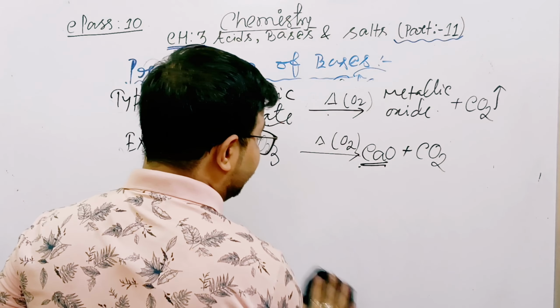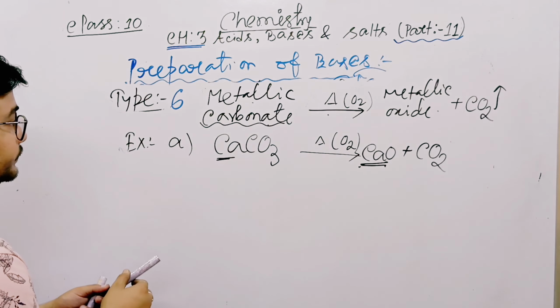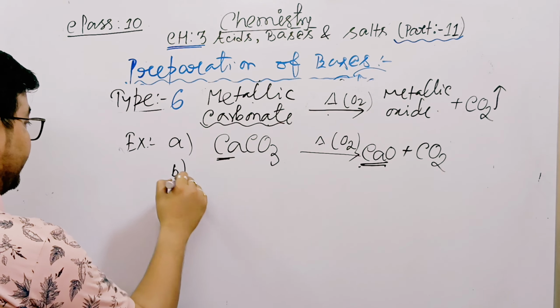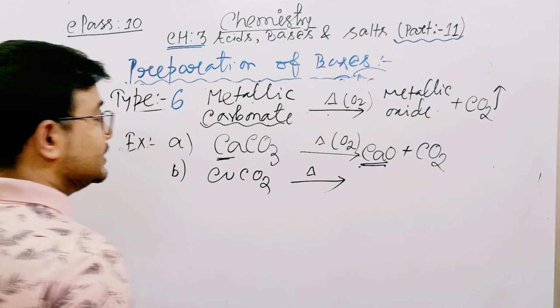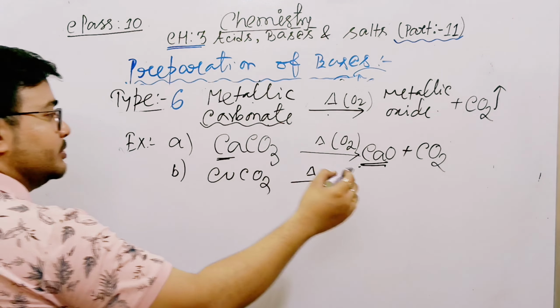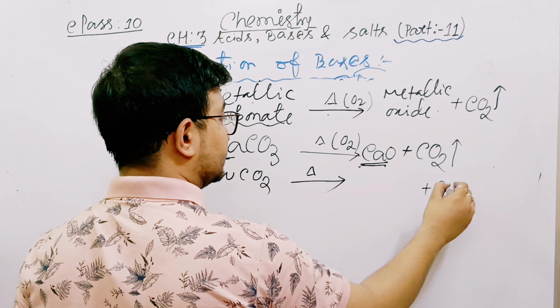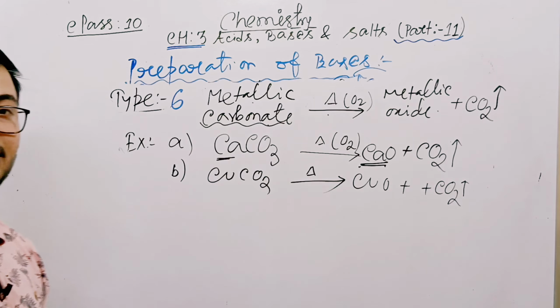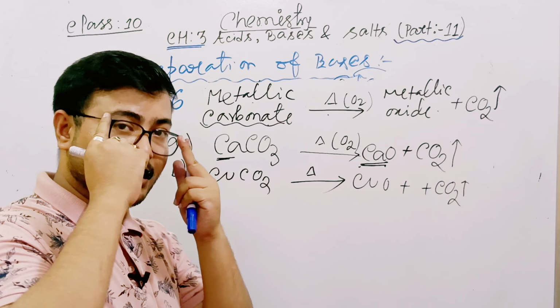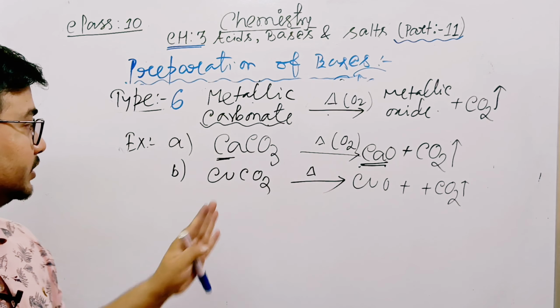Now, if I give another example, copper carbonate, what is your answer? Same answer. Carbonate means carbon dioxide. Copper means copper oxide, metallic oxide. This is your answer. Nothing more is there. So this is the answer to that question.